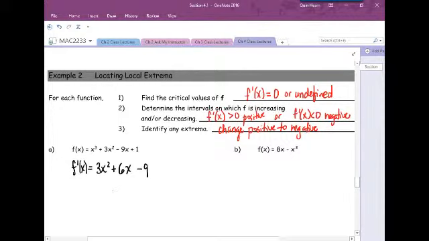Notice that both the original function and the new function are polynomials. Polynomials are never undefined for any x value. Their domain is all real numbers. So we don't have to worry about the undefined, but we do need to figure out where this equals 0. So 0 equals 3x squared plus 6x minus 9.